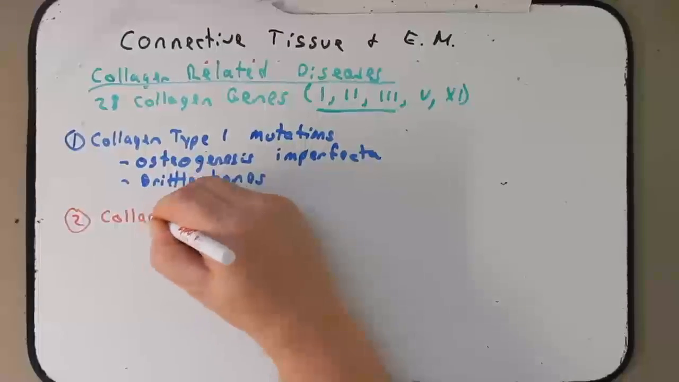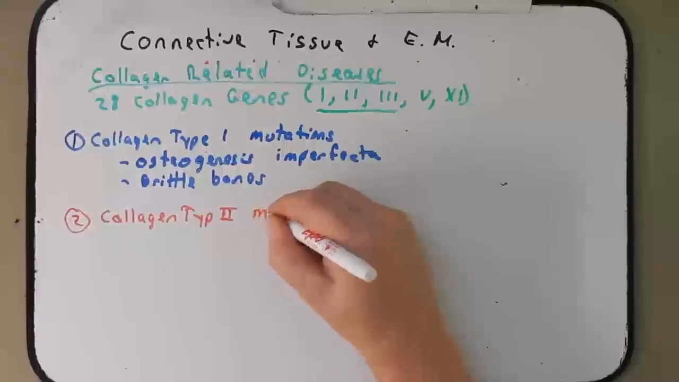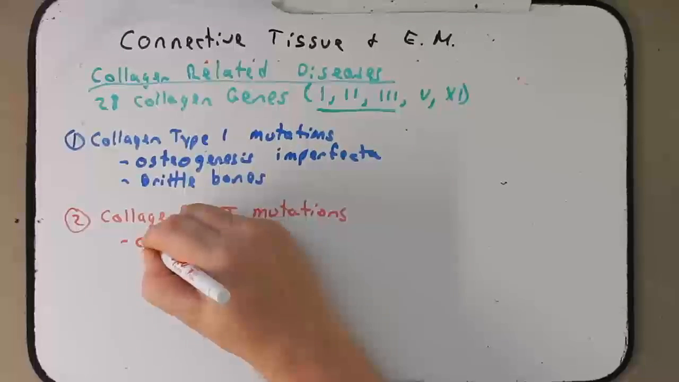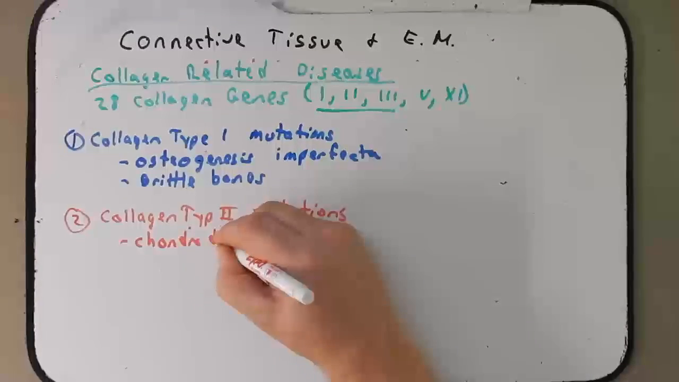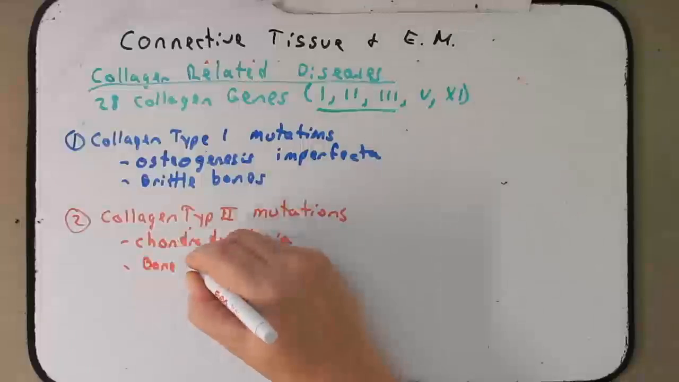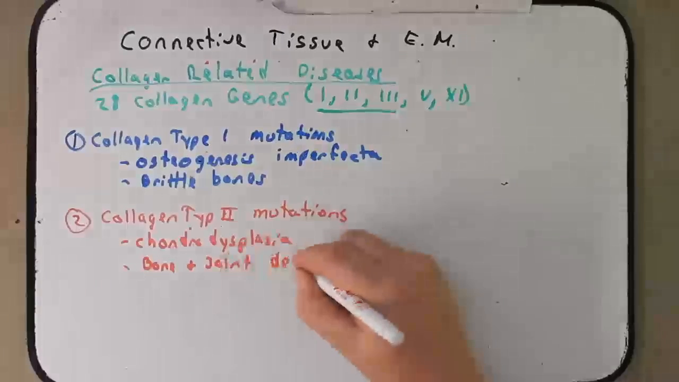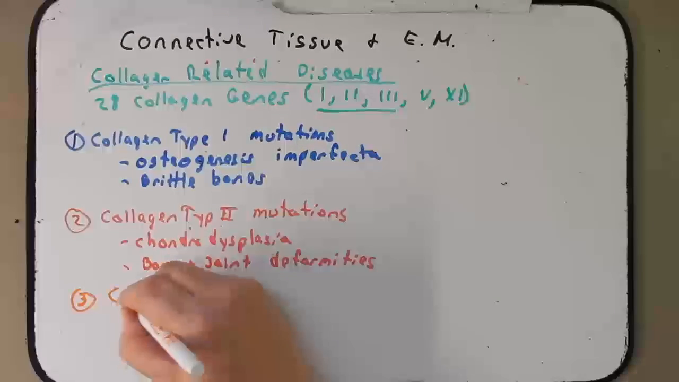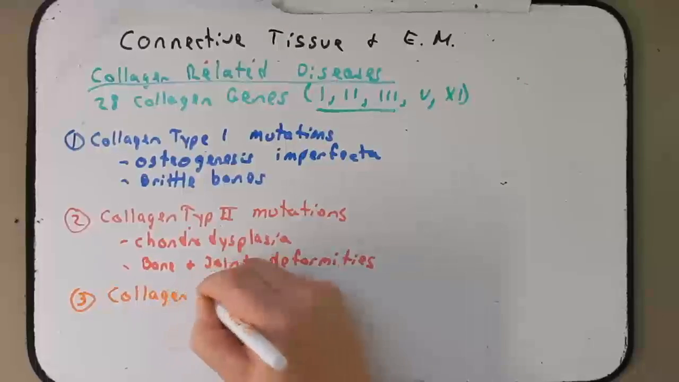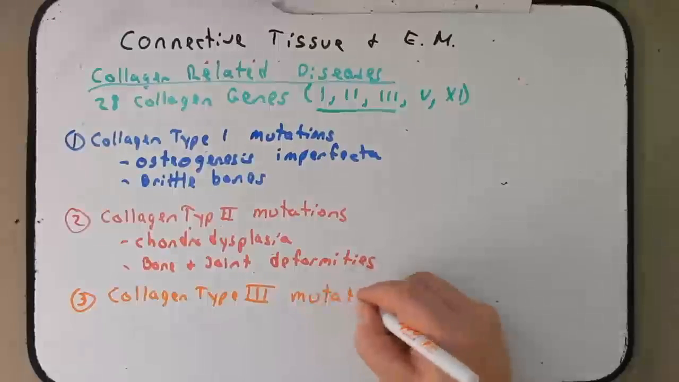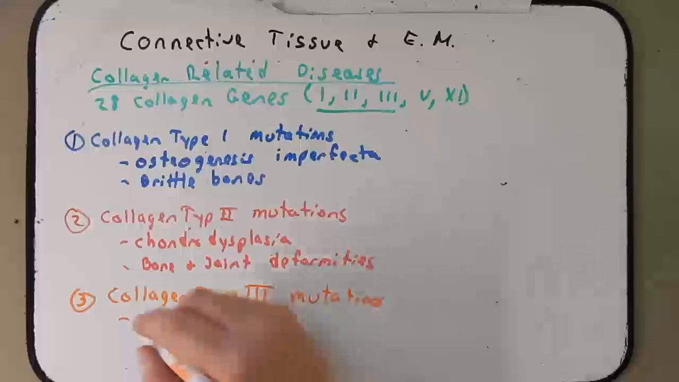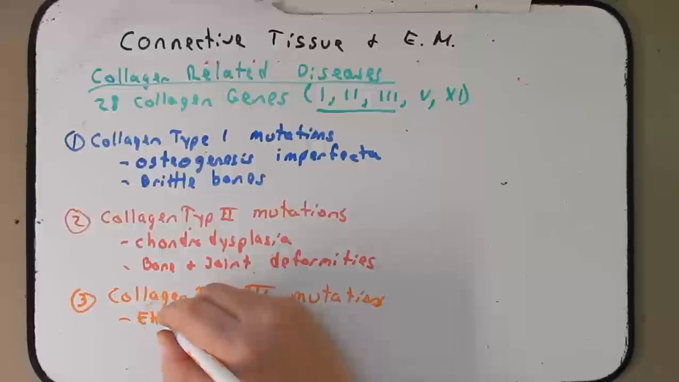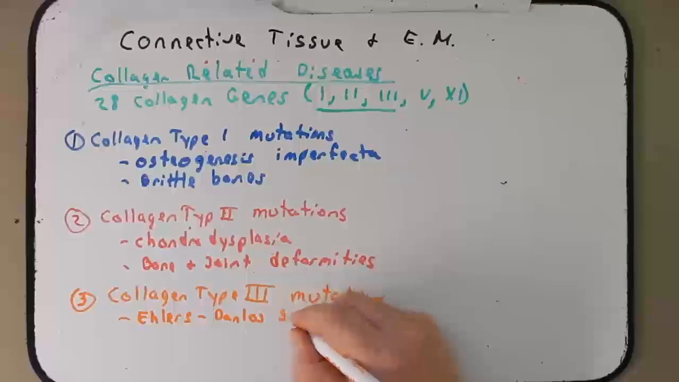All right, collagen type 2 mutations. This leads to a condition called chondrodysplasia. This results in bone and joint deformities. And the last one to talk about is collagen type 3 mutations. This leads to a condition called Ehlers-Danlos syndrome.